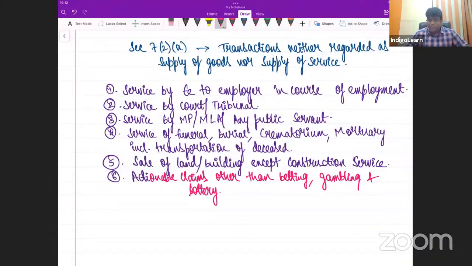Clear? So there are 6 points which are neither regarded as supply of goods nor supply of service. 7(2)(a). So which section deals with the concept of supply? Section 7, which deals with the concept of supply, in which we have got so many subsections, my dear friends. Let's proceed. Good.